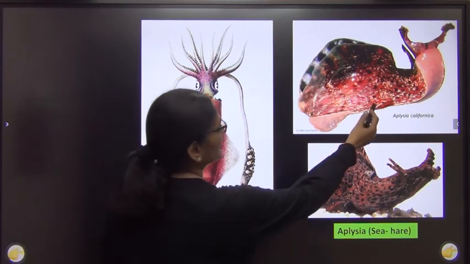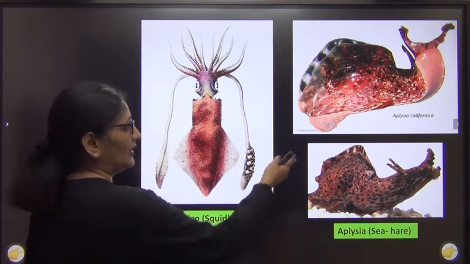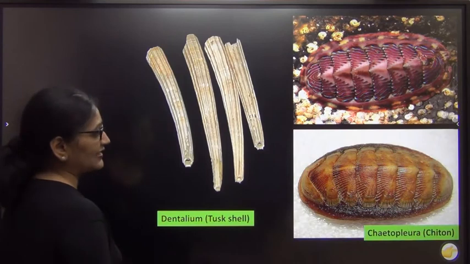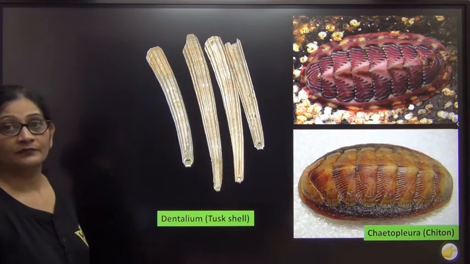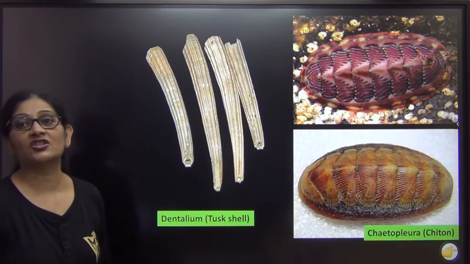This is Aplysia or the sea hare. It looks like a hare. What is hare? A rabbit. Right? So this looks like a hare, so we call it sea hare commonly. This is Chaetopleura. This is how it looks. And this is Dentalium, tusk shell. They look like elephant tusk. So we call them tusk shell.